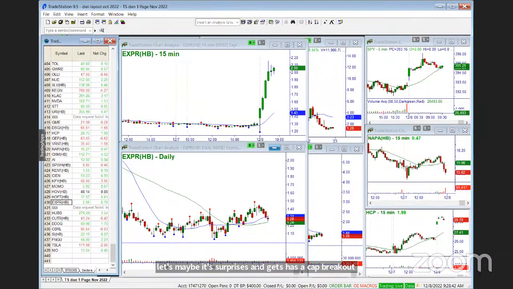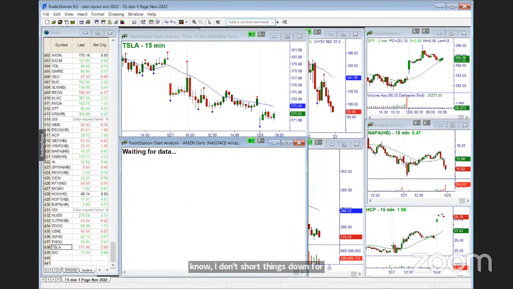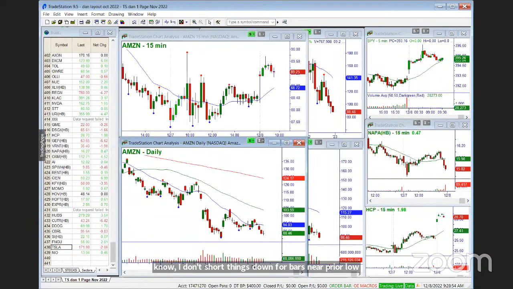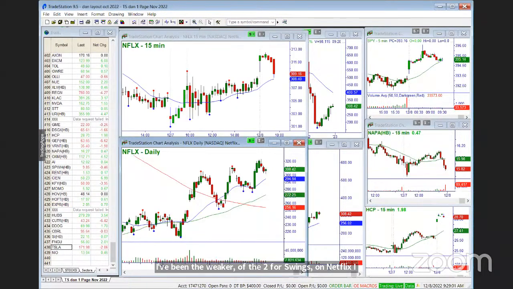Tesla still having problems in China. So this, I don't short things down 4 bars near a prior low, but this and Amazon have been the weaker of the two for swings. On Netflix, I posted as a put spread watch. It was up more, coming in a little hard. 30-minute high. This was on my list yesterday.